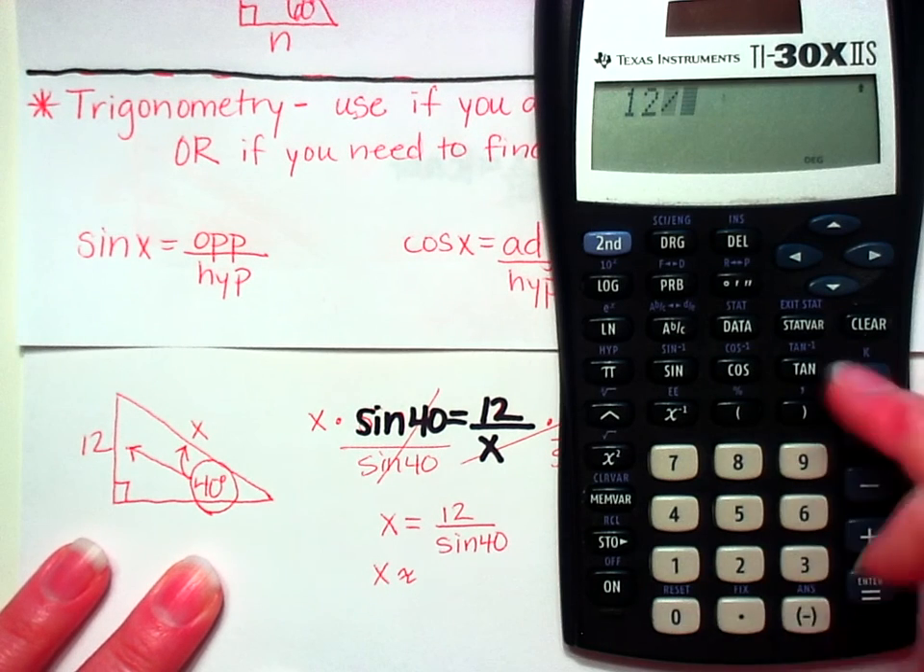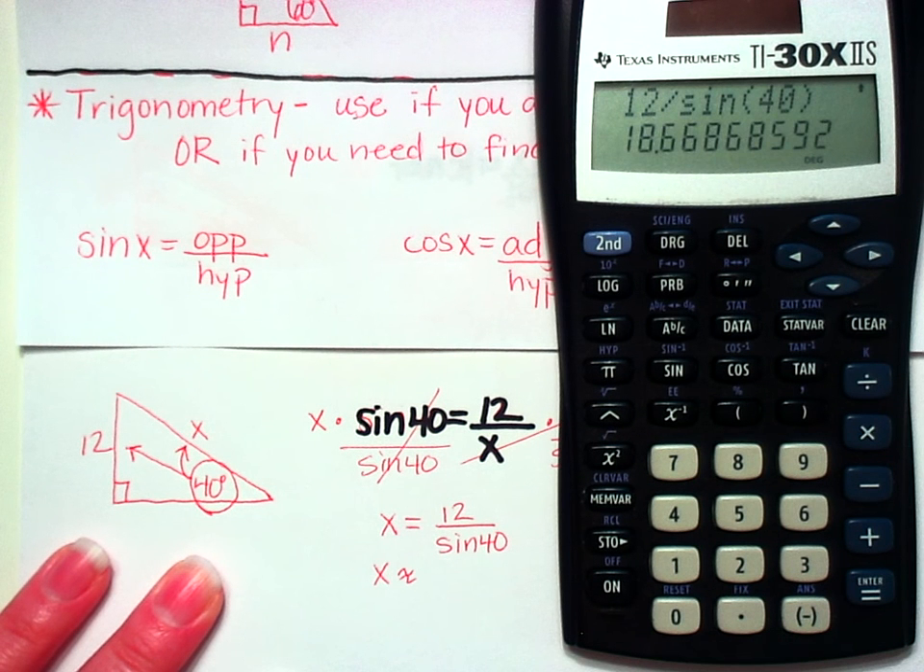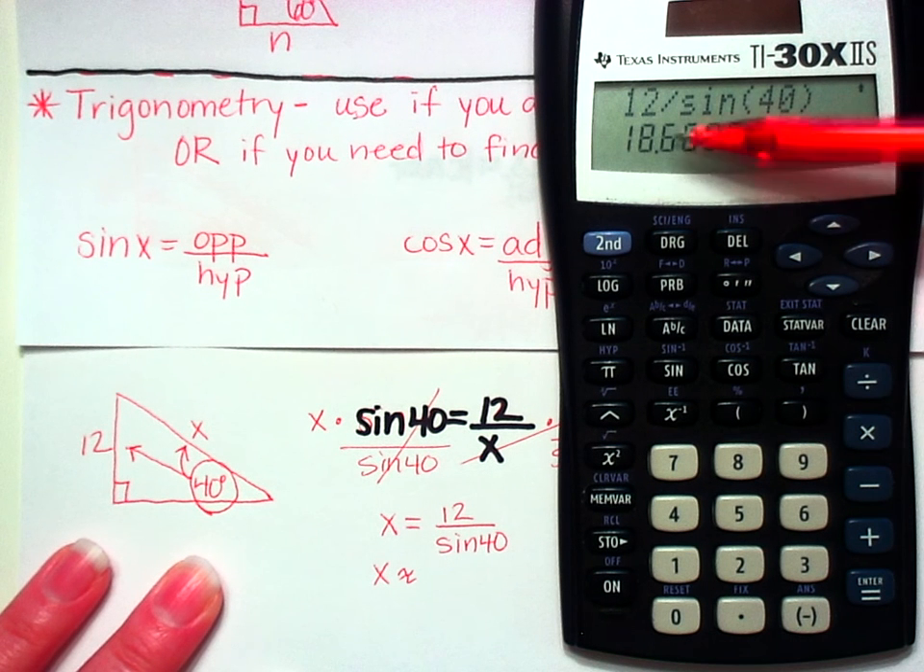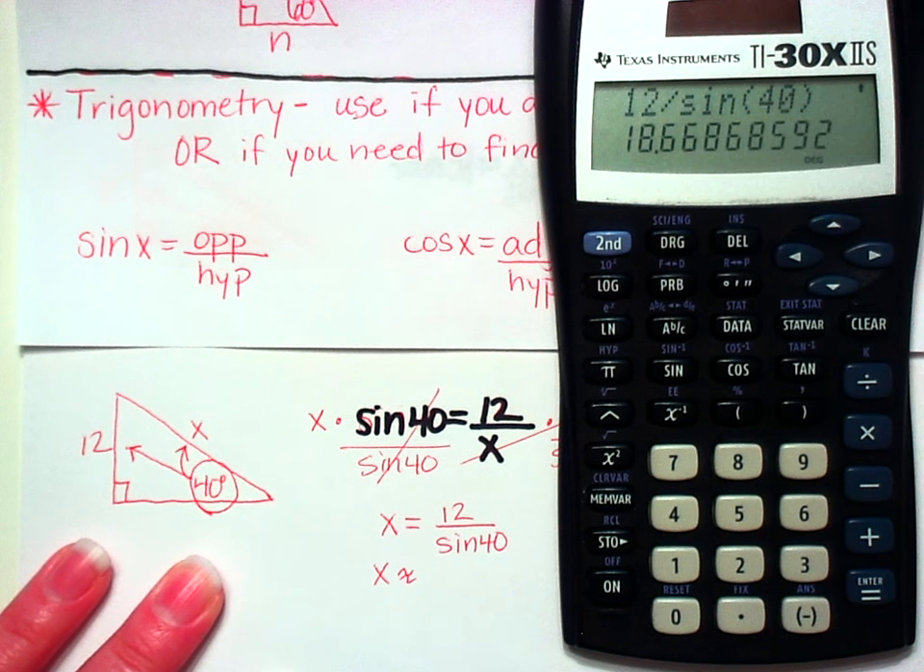So 12 divided by sine 40. And we get approximately, I'm going to round to the nearest tenth, so that's this first digit. The number next to it is 5 or greater. So that means I need to round up to 18.7.